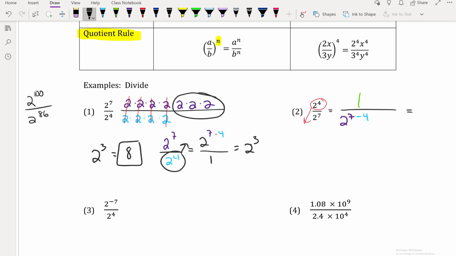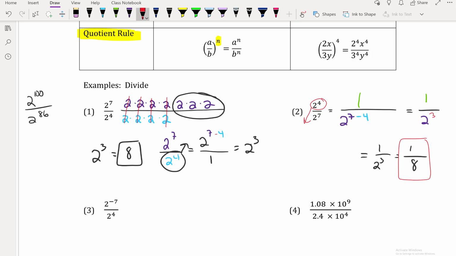So just like we did before, we're going to think about this as a 1 in the numerator. And now I have my 2 in the bottom. And now I'm going to have my 7 minus 4. And remember, 7 minus 4 is 3. So now I have 1 over 2 to the 3rd power. But we already know that 2 to the 3rd power is 8. So my final answer is going to be 1 over 8.